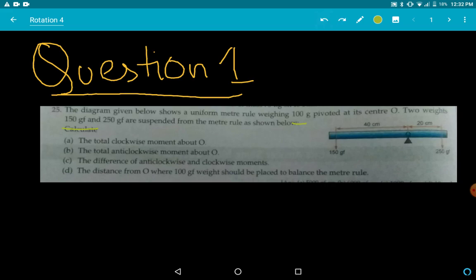I'll actually draw in this diagram. If you see, if the weight is on this side, it will move this way, and if the weight is on this side, it moves the other way. So this is clockwise and this is anti-clockwise. First it is telling the total clockwise moment, so let's do total clockwise.